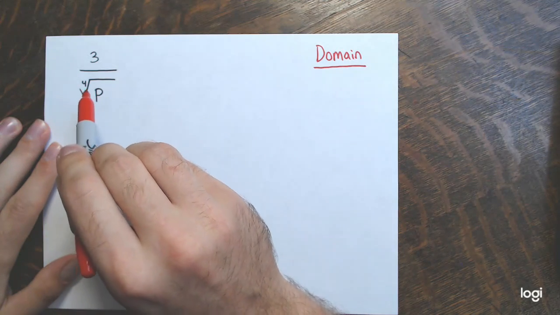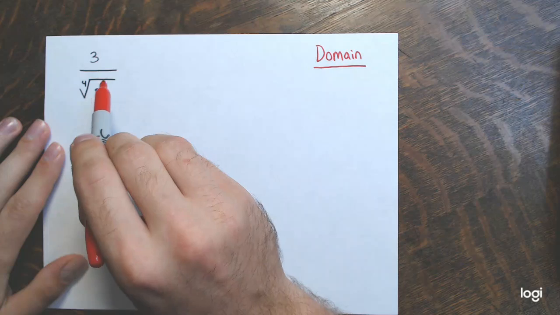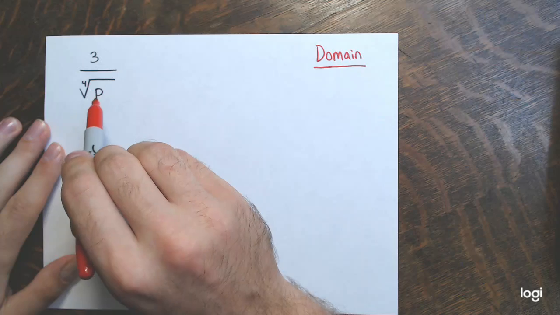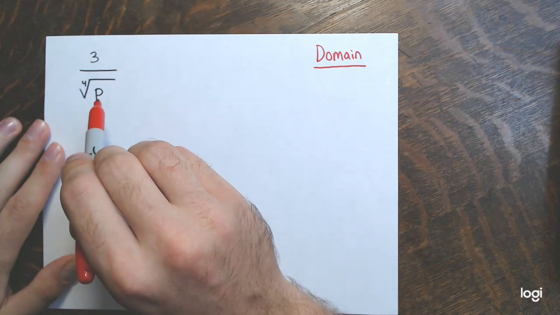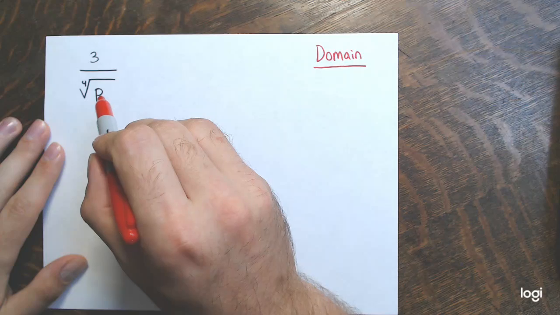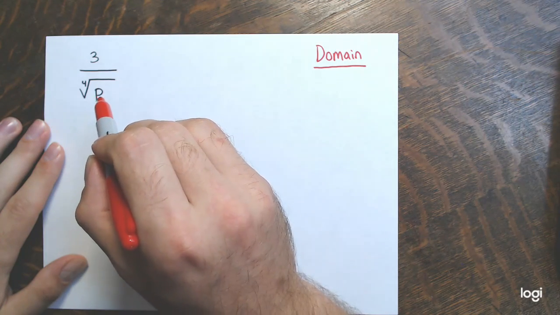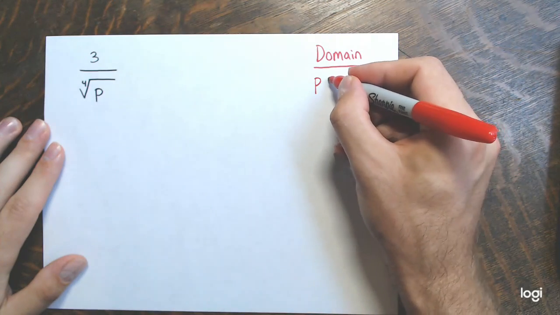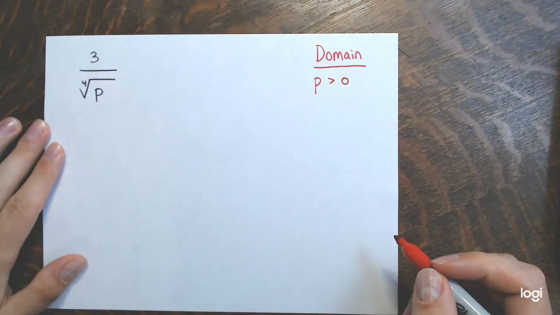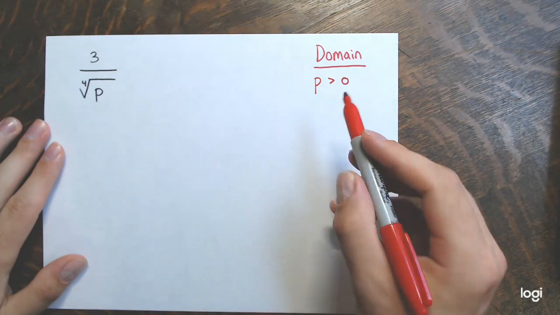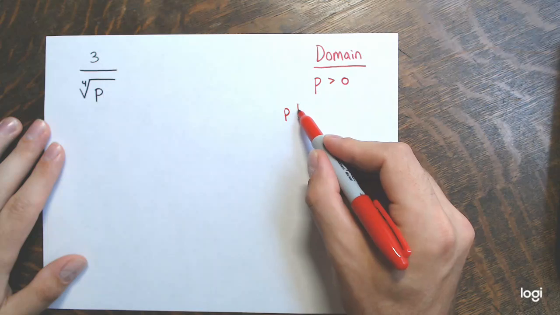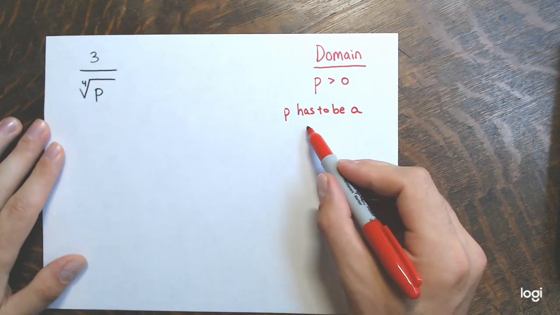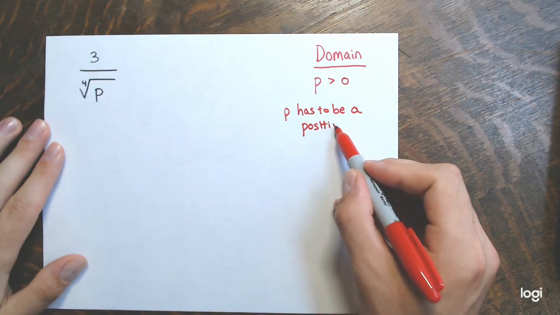Additionally, this is an even root, right? Square root, fourth root, sixth root. This is an even root. So if I want a real number output, the radicand, the number inside, can't be negative. So p can't be 0, and it can't be negative because of this even root. So the only numbers I can actually plug in for p are positive numbers, right? And this is kind of like an example I had earlier in the video. So p has to be greater than 0, right? Or I'll write that in words as well. P has to be replaced by a positive number, right? It has to be a positive number, something that's not negative and not 0.